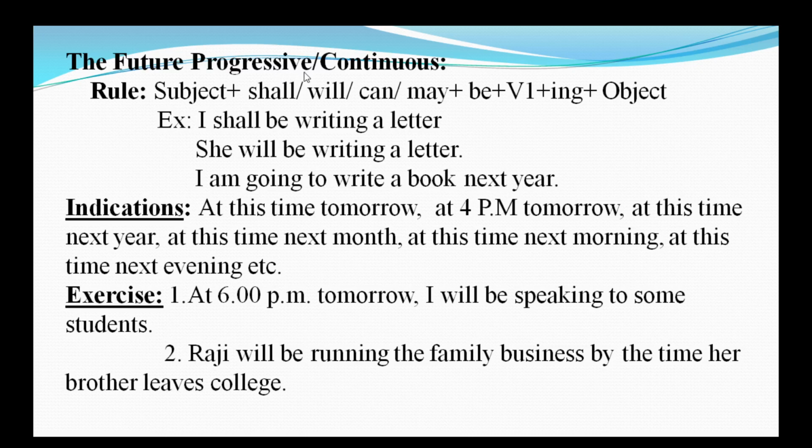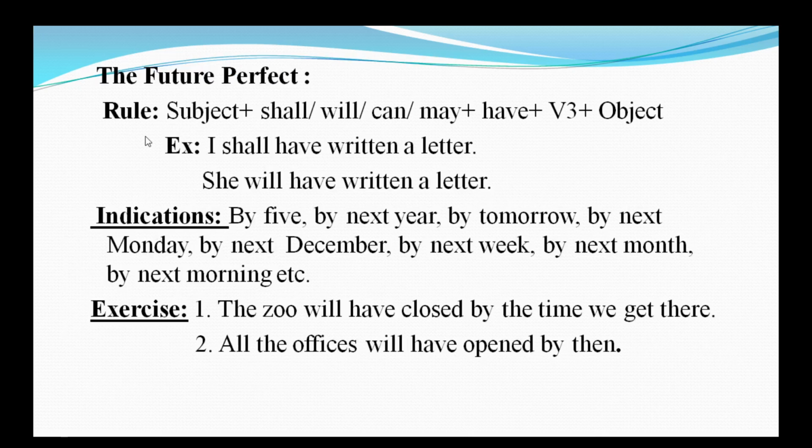And future continuous tense is only used with action verbs because it is possible to do them for a duration. Next, coming to the future perfect tense, here the rule comes: subject plus shall or will, can or may plus have plus v3 plus object.